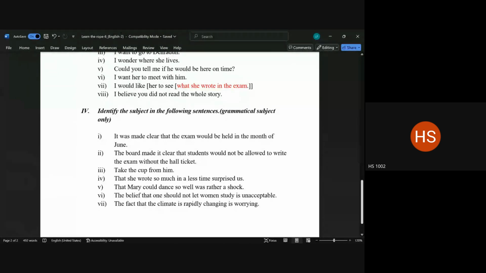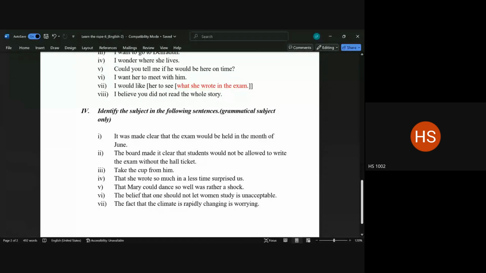Fifth one: that Mary could dance so well was rather a shock. That Mary could dance so well. Again, same thing. The that clause itself becomes the subject of the sentence. Was is your main verb. Rather is an adverb, and a shock is again your object. So that Mary could dance so well is your subject. The that clause is the subject of the sentence.